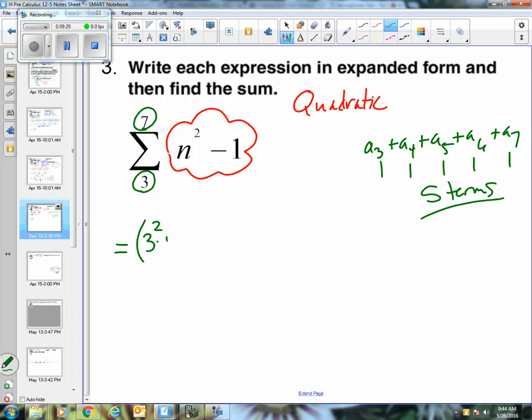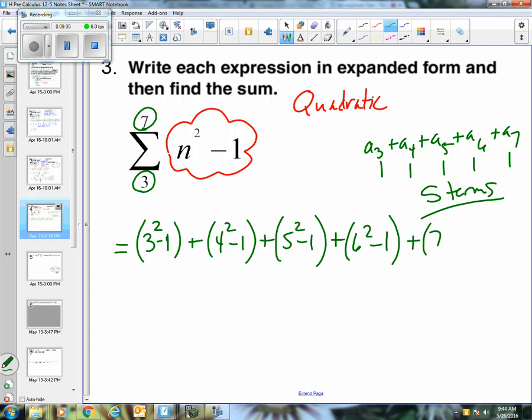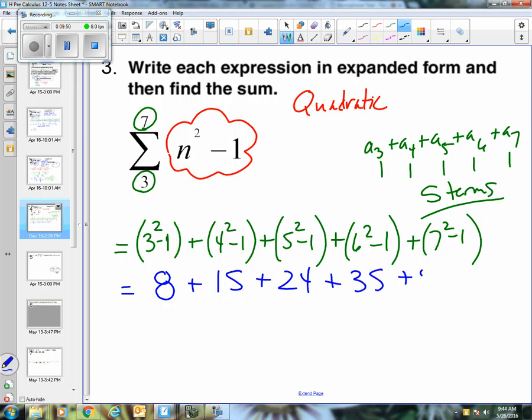So 3 squared minus 1. And then we have 4 squared minus 1. And then we have 5 squared minus 1. And then we have 6 squared minus 1. And then we have 7 squared minus 1. So it's only up through term number 7, which means substituting in 7. So it looks like that would be then 8, and then 15, 24, 35, and 48.